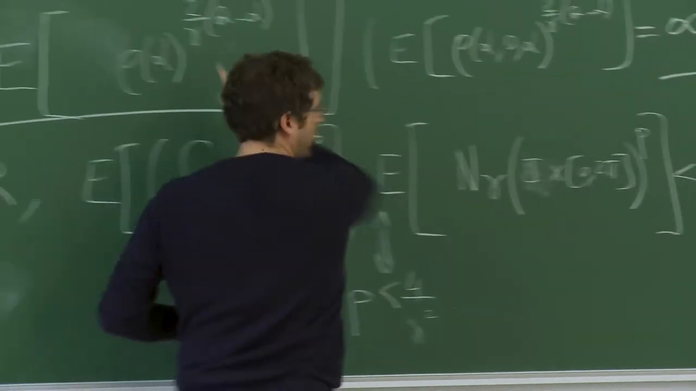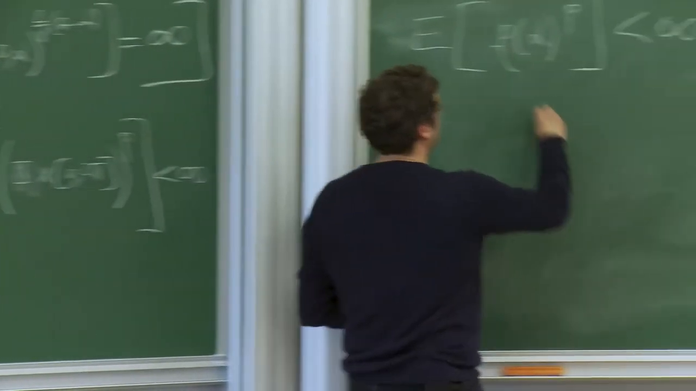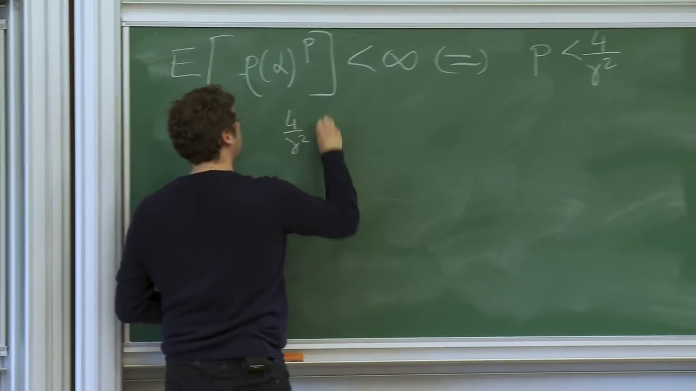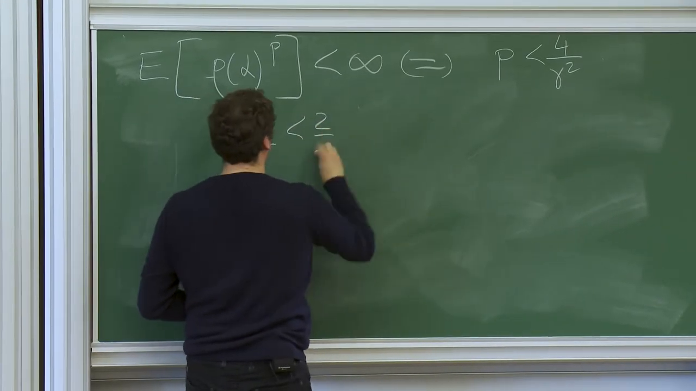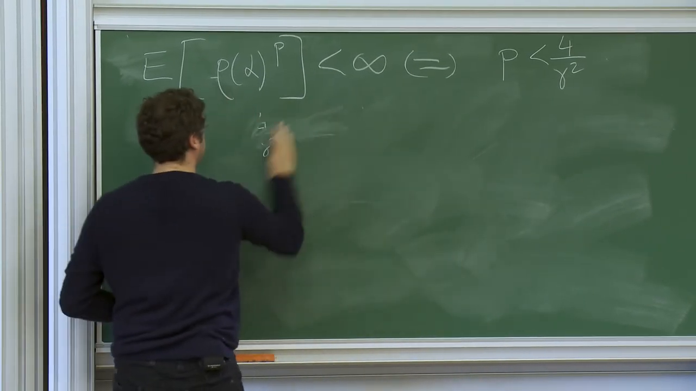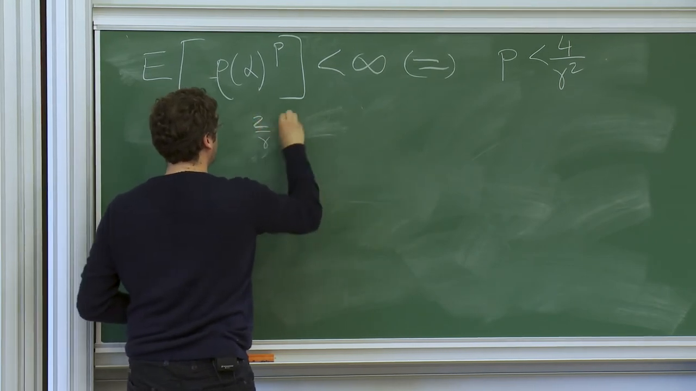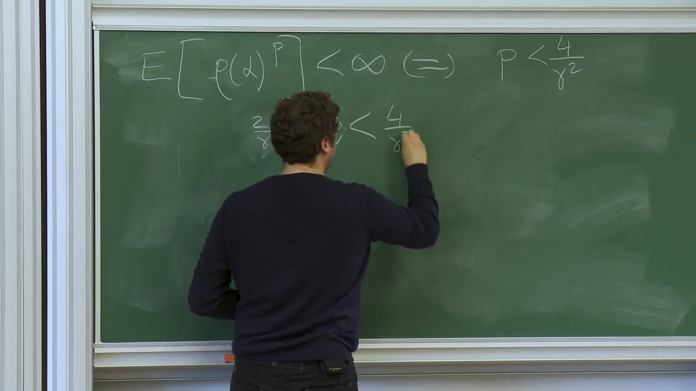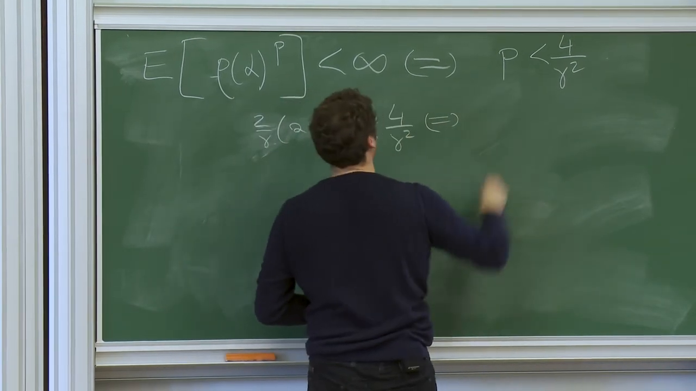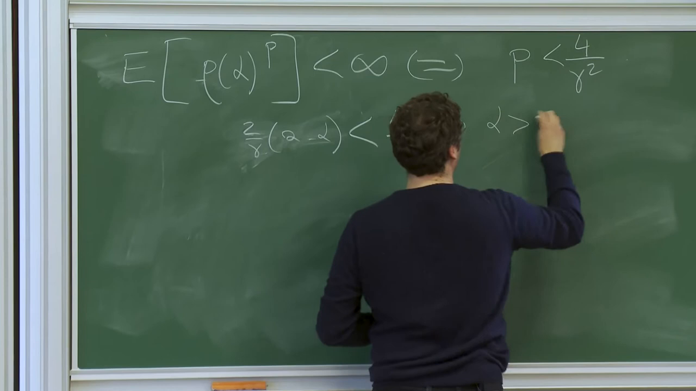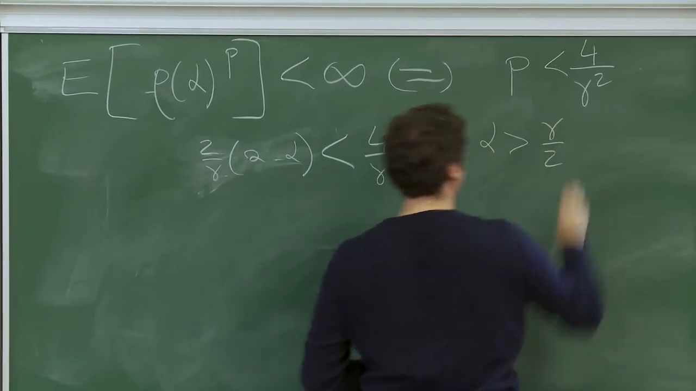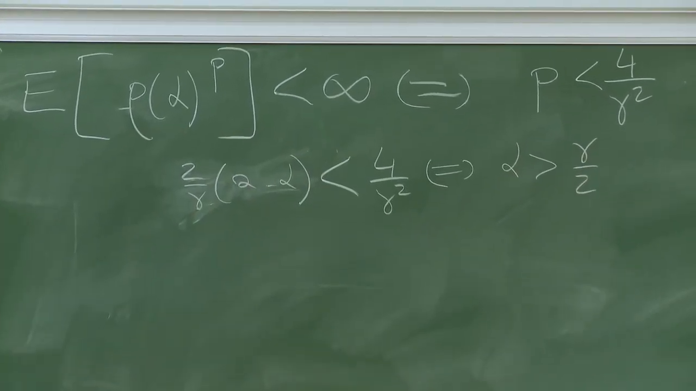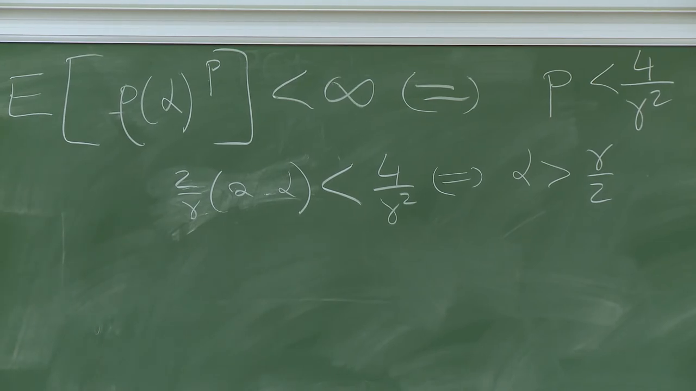And so in particular, this is a well-defined definition because 4 over gamma square is bigger than 2, and 2 over gamma, Q minus alpha, is smaller than 4 over gamma square if and only if alpha is bigger than gamma over 2. So I have a well-defined random variable here.